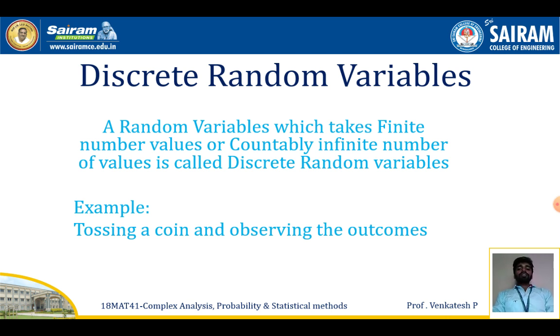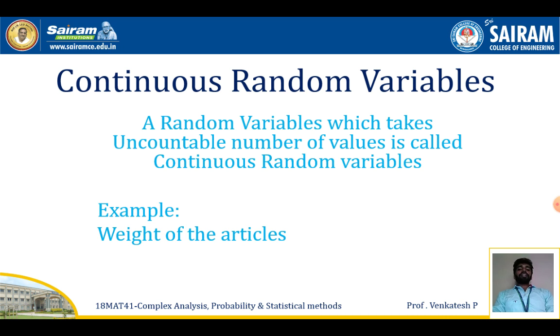Next is continuous random variable. A random variable which takes an uncountable number of values is called a continuous random variable. If the random variable contains infinitely many values so that it cannot be counted, we call such random variables continuous random variables. Example, weight of the articles.